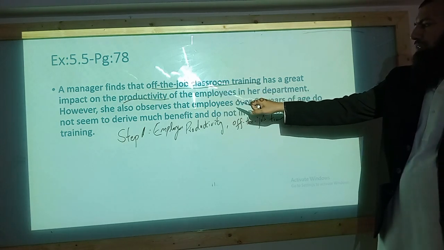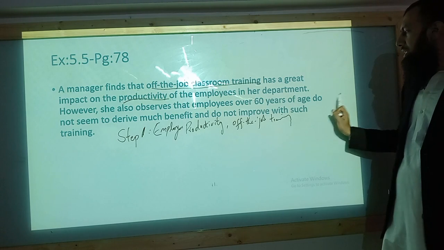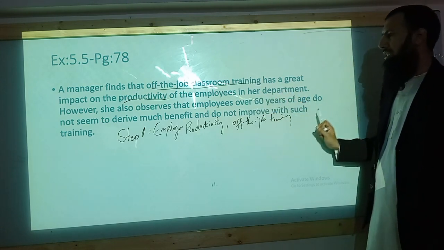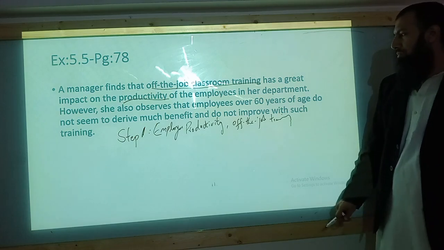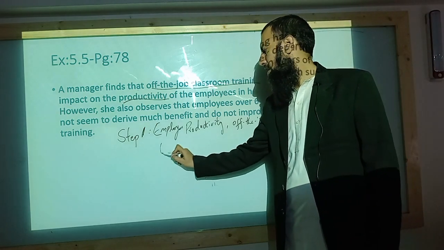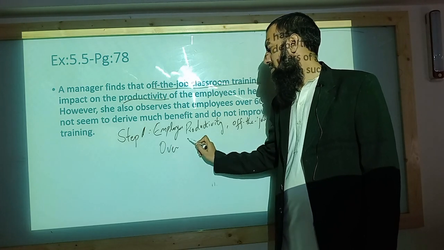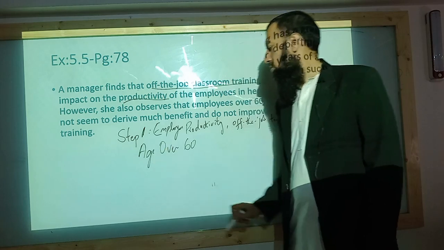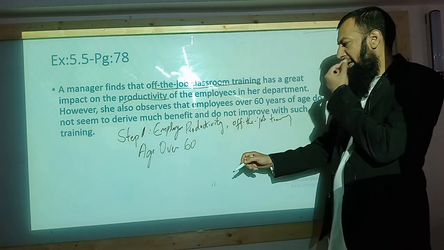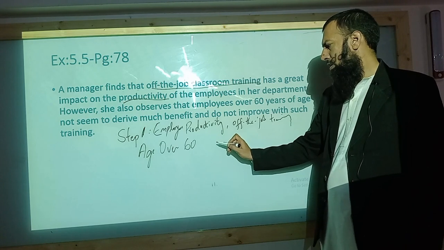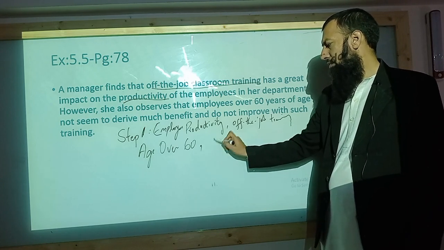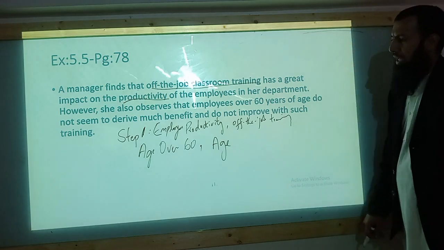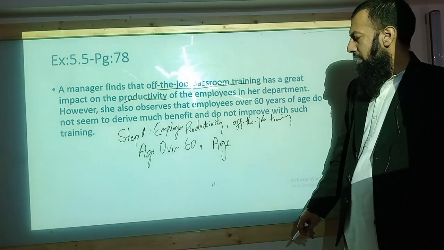However, she also observed that employees over 60 years of age do not seem to derive much benefit and do not improve with such training. Age over 60. Employees over? Age over 60. So you can use this as a variable. The variable is age, exactly. The variable is age. Okay? And we can take it as a moderator.